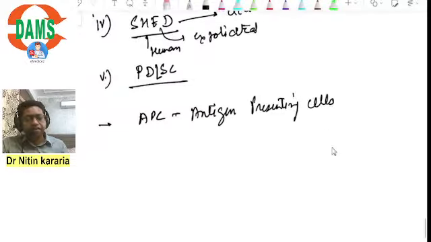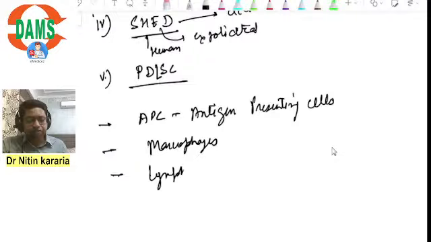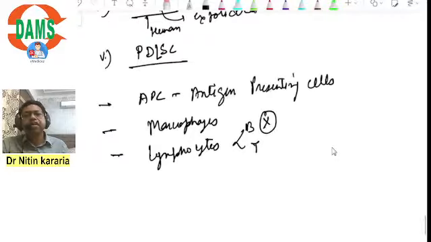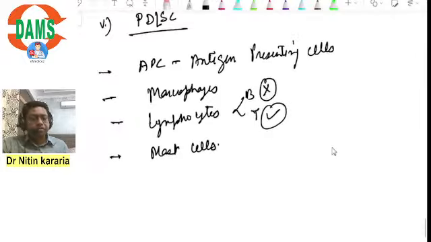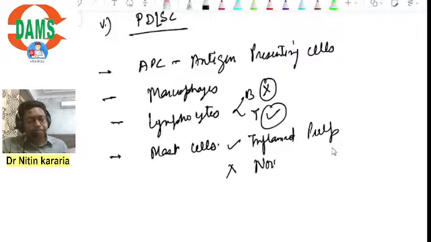In the cell rich zone, there are macrophages and there are lymphocytes. These lymphocytes are of 2 types, B and T lymphocytes, but the pulp does not contain B lymphocytes. It is the T lymphocytes which are present. They are the immune cells, and there are mast cells. Mast cells are present only in inflamed pulp and not in normal pulp.